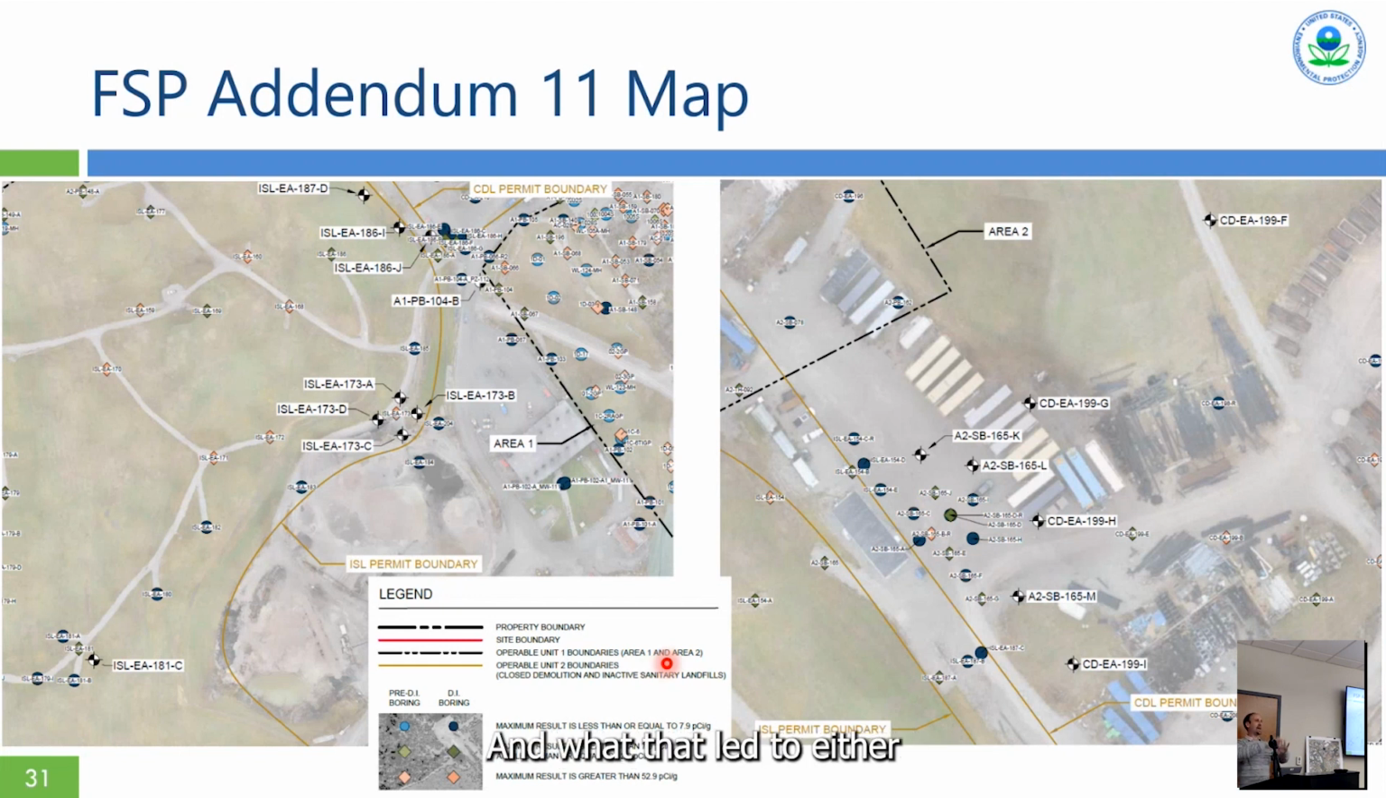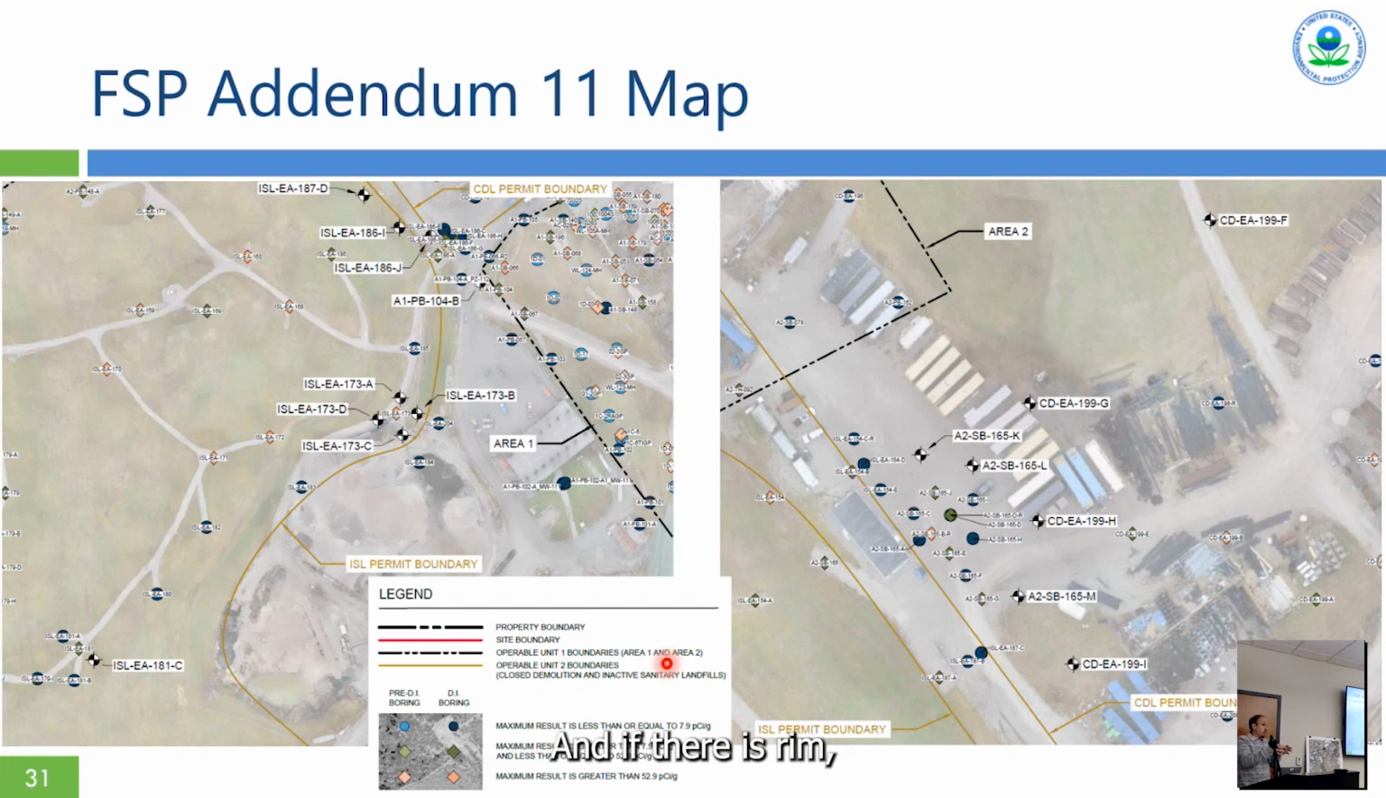And what that led to was either they were going to have to do a significant expansion of the cover or a pretty significant excavation. They may still have to do that. But this data was to better refine our understanding of where rim is outside of the ISL and the CDL and Area 1, on these roads internal to the site.